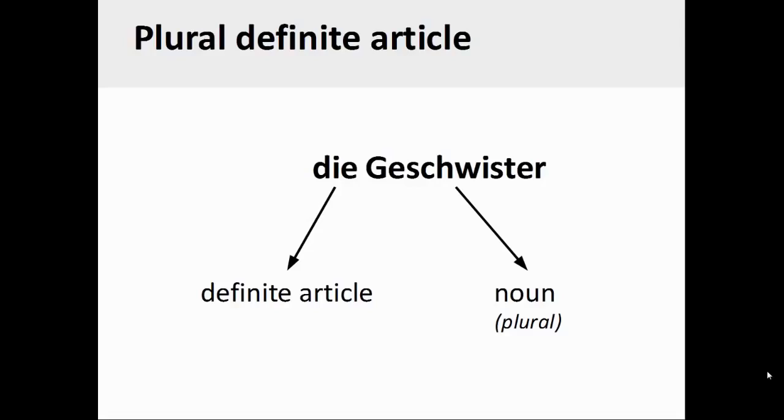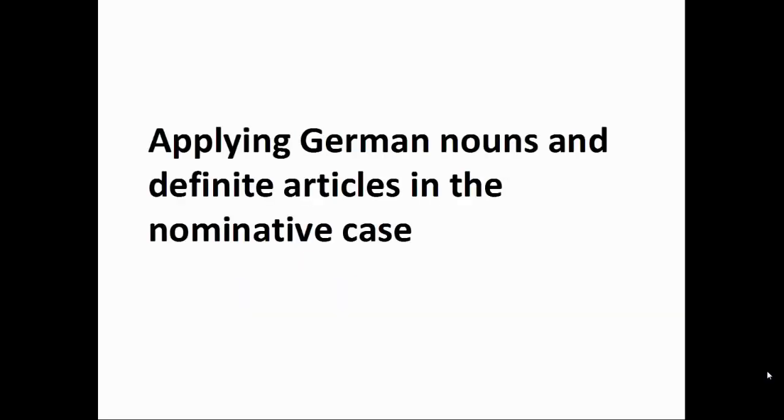Finally, the German noun Geschwister, meaning siblings, refers to a group of people and therefore is automatically a plural noun. Its definite article will always be die. Let's now take a look at how we could apply German nouns and definite articles in the nominative case. The explanations that follow will help you to complete the related online course activity.